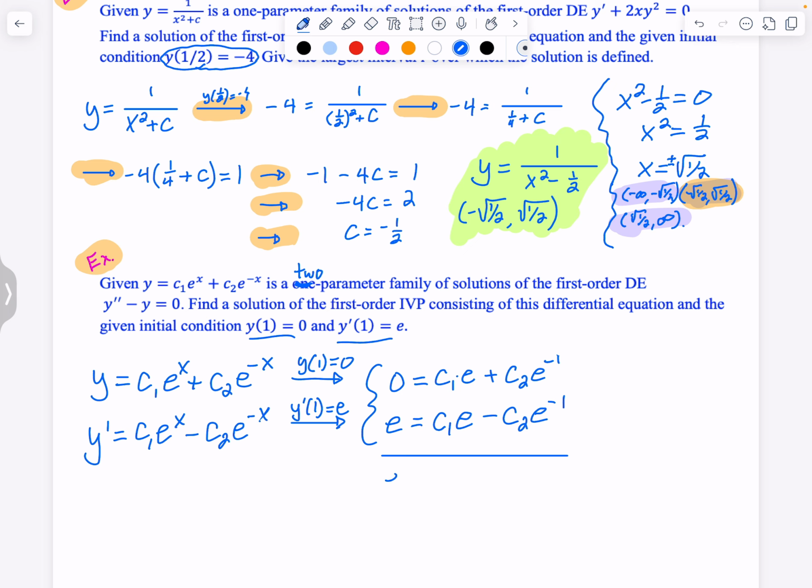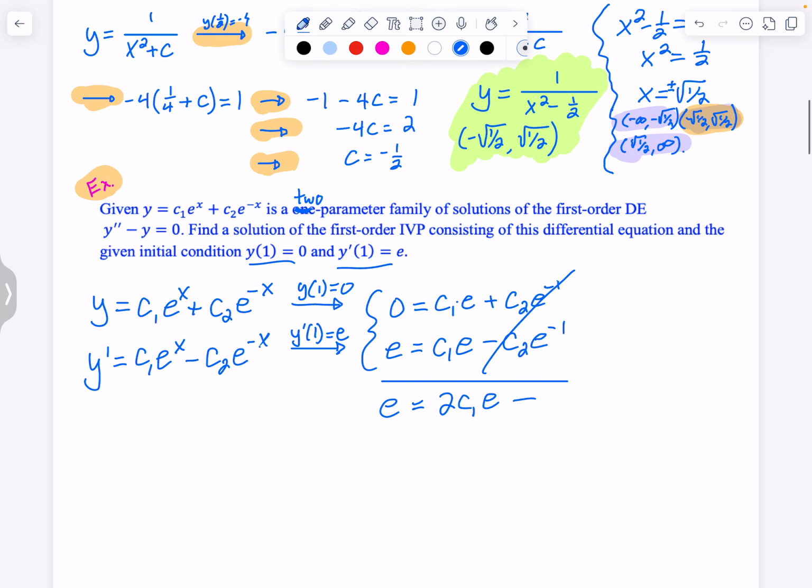So if I add down, I get e equals 2 C1 e, and these cancel, leaving me with, now if I solve for C1, C1 equals, divide by e's, they cancel, and then I get 1/2. Right? How I find the next is I'm going to use what I just came up with and the equation above, and you plug in e, C1.